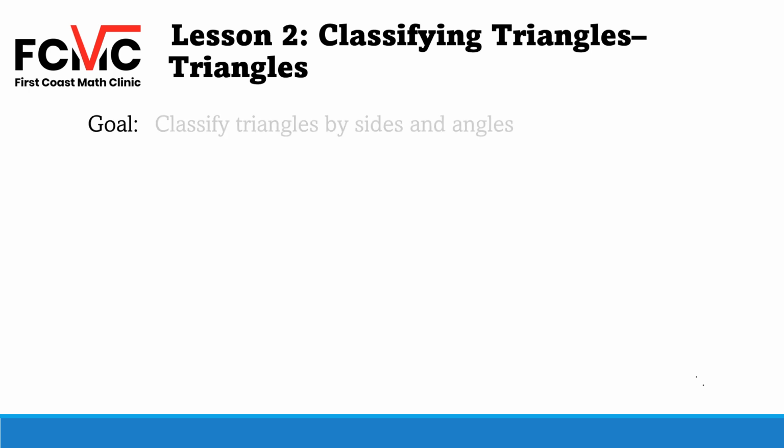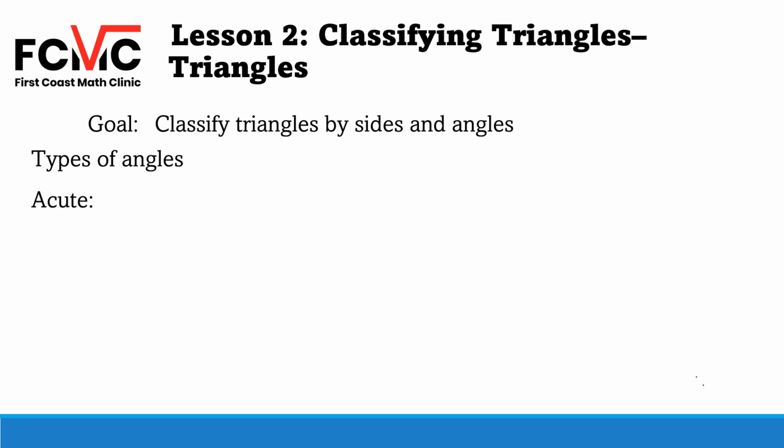So the goal in this video is to classify triangles by sides and angles. And before we go through that, I thought it'd be useful to review our types of angles, starting with acute angles. So acute angles are less than 90 degrees. So if we draw in our acute angle, the two rays of the angle meet at the vertex. So our angles are going to look something like this.